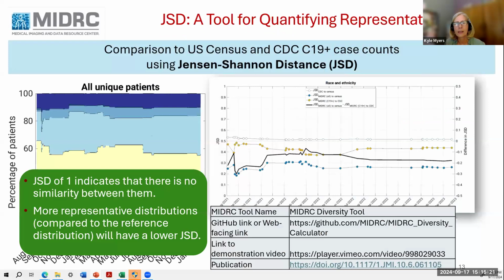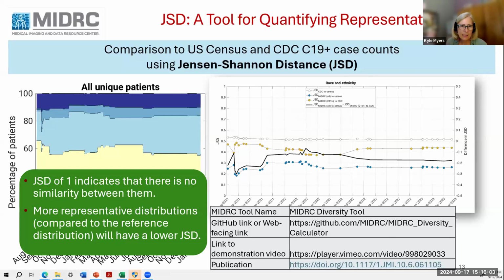Well, we have an answer for you, and that's the diversity calculator tool that has been developed by MIDRC investigators and is represented here. So I'm introducing here a particular figure of merit called the Jensen-Shannon distance. Some people refer to it as the Jensen-Shannon divergence. So I know this is hard to see this graph. I just want you to get the gestalt, which is instead of plotting as we did on the left, data percentages over time, here on the right, over time, what we're plotting is a statistical similarity metric between two statistical populations.